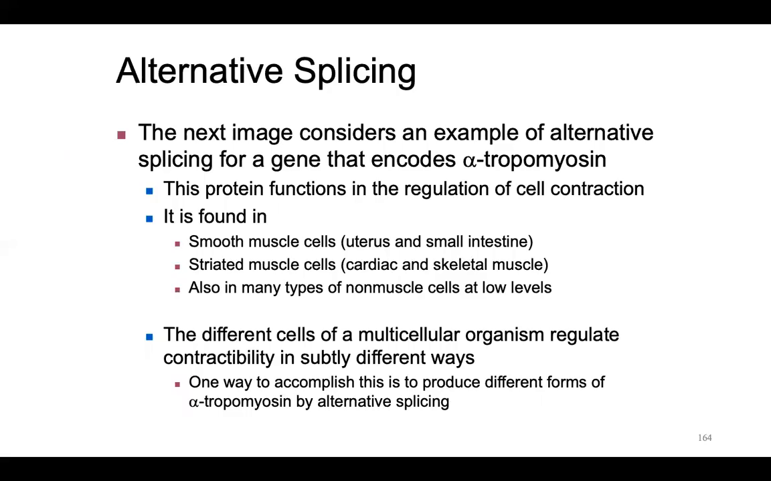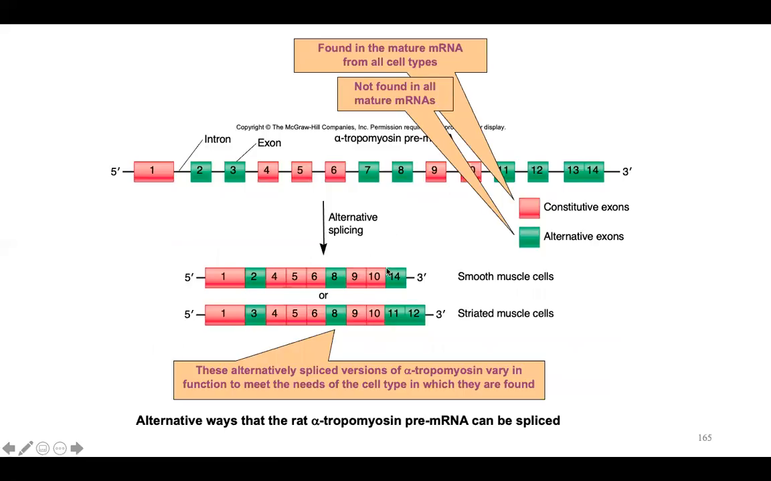This image considers an example of alternative splicing for a gene that encodes alpha-tropomyosin. Alpha-tropomyosin is a protein that functions in the regulation of cell contraction. It is found in smooth muscle cells, in striated muscle cells, and also in many types of non-muscle cells at low levels. The different cells of a multicellular organism regulate contractility in subtly different ways. One way to accomplish this is to produce different forms of alpha-tropomyosin by alternative splicing. So alternative splicing will create diversity in the production of mRNA.